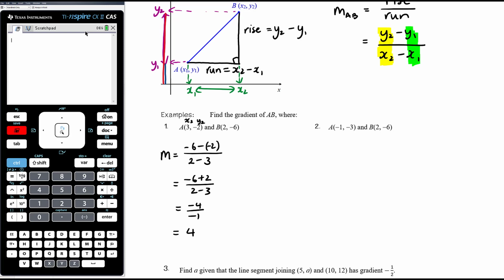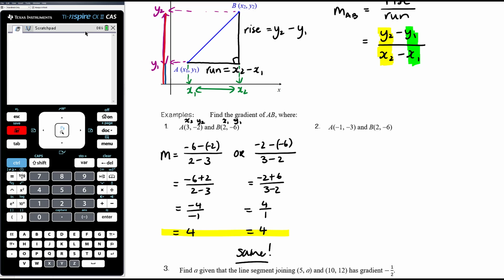Now, if we reversed the order that we used the points, and we said this one's going to be x2 and y2 and this is x1 and y1, then we would have instead said -2 minus -6 over 3 minus 2. And we would have got -2 plus 6 over 3 minus 2, which is positive 4 over positive 1, which still gives a gradient of positive 4. Okay, same. So it doesn't matter which order you use the points in, as long as you are consistent about it. Those two numbers have to come from the same point. Those two numbers have to come from the same point. If you use them the other way around, that's fine, but you can't jumble them up.